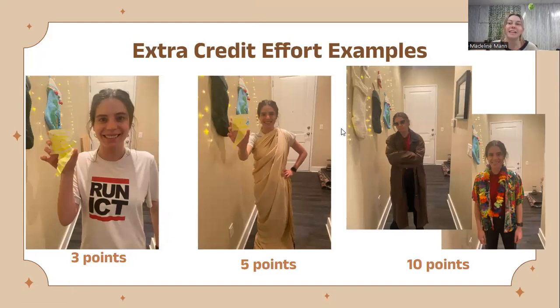5 points would be like the bed sheet toga route, somewhere in the middle. So if you came to school with a bed sheet wrapped around you like a toga and maybe had a cute little prop that represented your Greek god, it's a quick 5 points. Great job. 10 points is for those who went above and beyond.